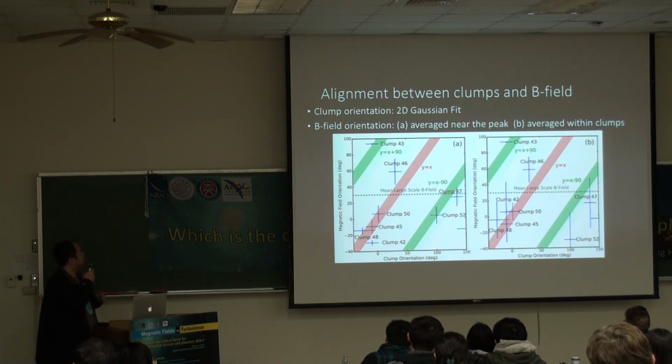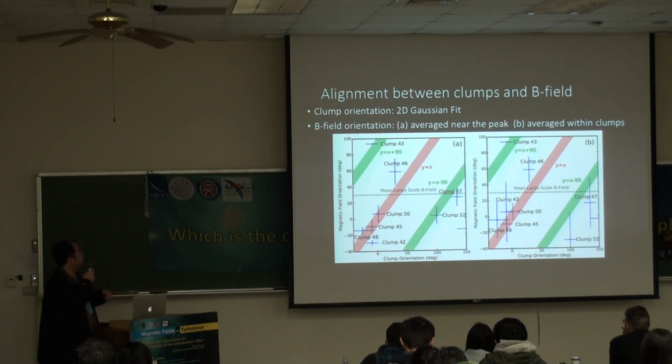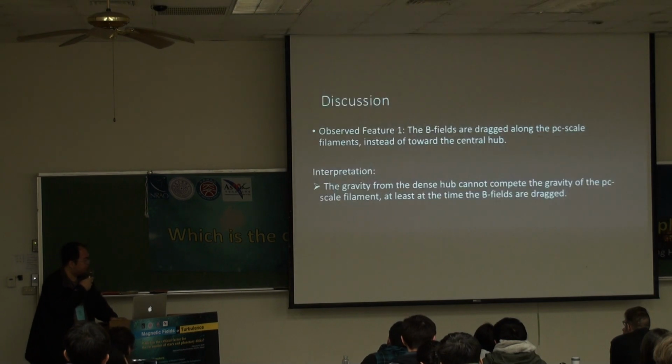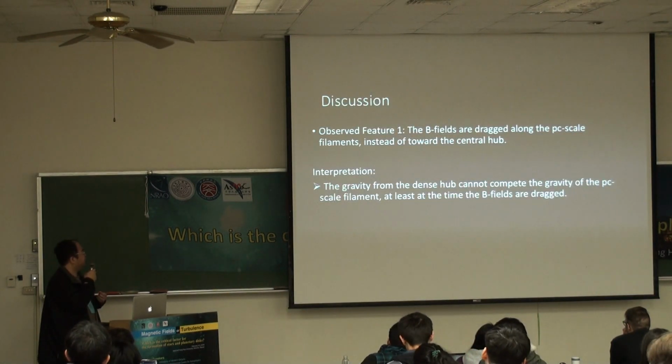And here I also want to emphasize that the alignment is between the local magnetic field and the clumps instead of the large scale. Here the dashed line shows the mean large-scale magnetic field, and only the central hub, that is clump 47, is really aligned to the large-scale magnetic field, but all other clumps are only aligned to the local magnetic fields.